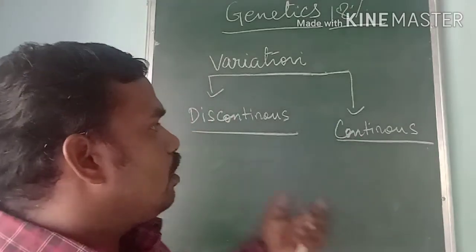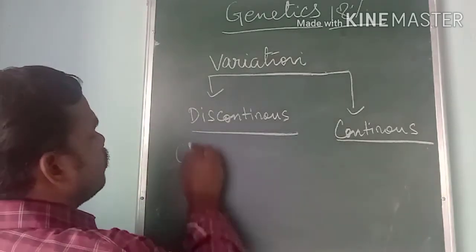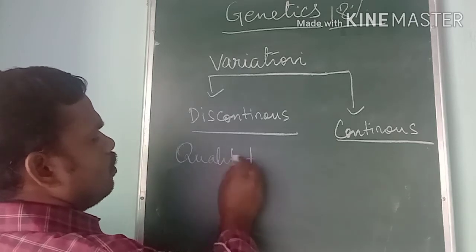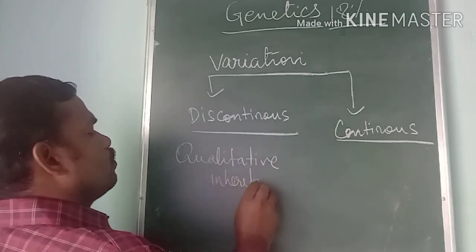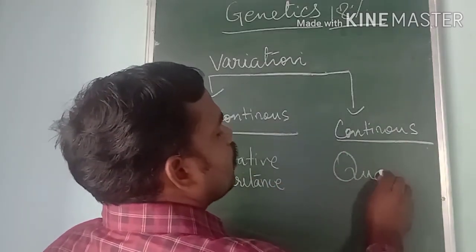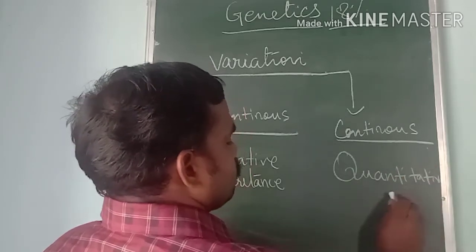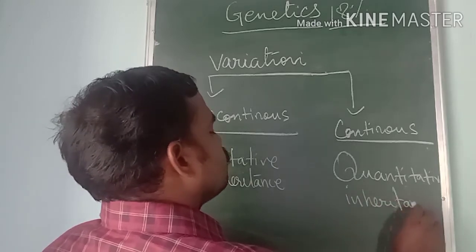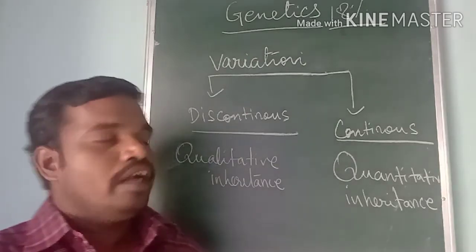What is the technical term given for discontinuous variation? Qualitative inheritance. This we call qualitative inheritance. And this is quantitative inheritance. Quantitative inheritance. Do you understand?